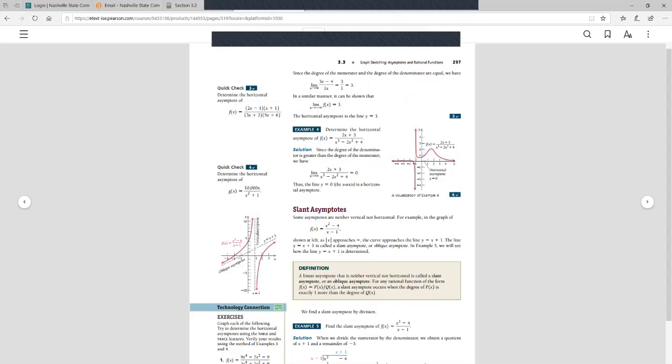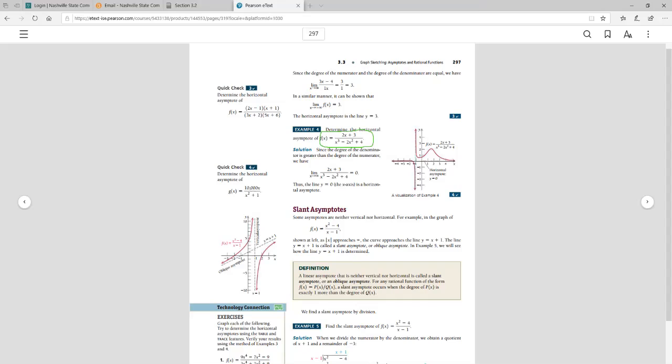Let's take a look at example 4. On example 4, we're given a function. And it says, again, determine the horizontal asymptote. Well, we notice that the degree of the numerator is 1 and the degree of the denominator is 3, which means that the degree of the numerator is less than or equal to the degree of the denominator. That guarantees that we do have an asymptote. And if we evaluate the limit as x approaches infinity, we will see that we have 0.